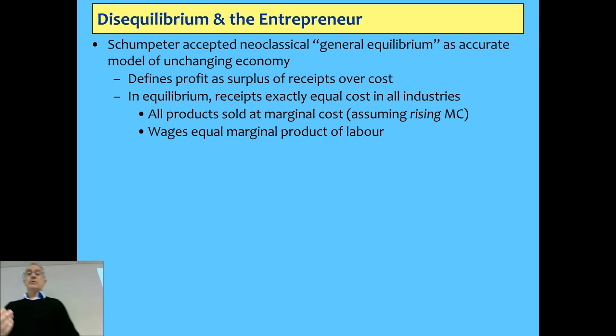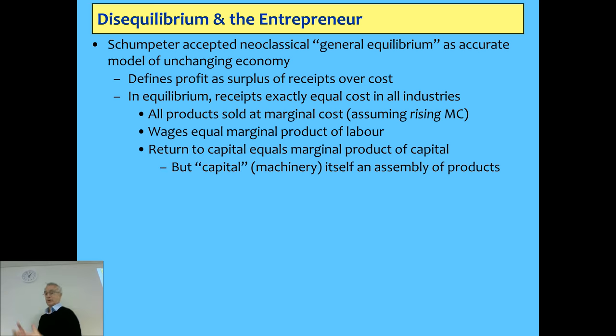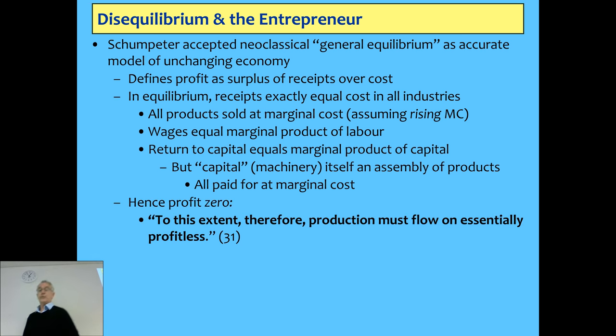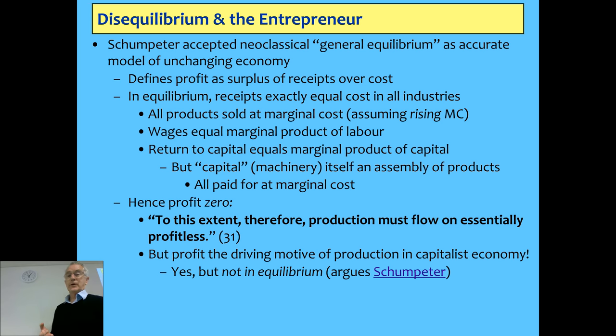He said wages equal the marginal product of labour. Capital gets the marginal product of capital in the theory. And you get zero profit coming out of that, because if capitalists are buying labour at its marginal product, and therefore paying back to workers everything they contribute, and if they're hiring machines and paying for the hire of the machines, there's nothing going to be left over in equilibrium. They said profit won't happen in an equilibrium system, but that's the driving force of capitalism. So he said, well, it's a driving force, but not in equilibrium.